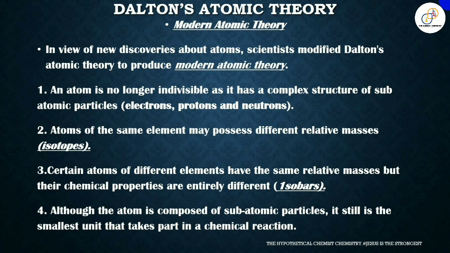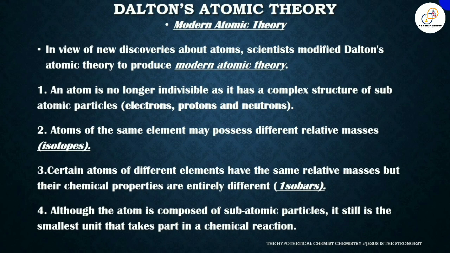And the first point says that an atom is no longer indivisible as it has a complex structure of subatomic particles. Example, electrons, protons, and neutrons. Second, atoms of the same element may possess different relative masses as a result of isotope. And we learned from the previous slide that indeed atoms of the same element may possess different masses. And we learned that using chlorine isotopes as an example.